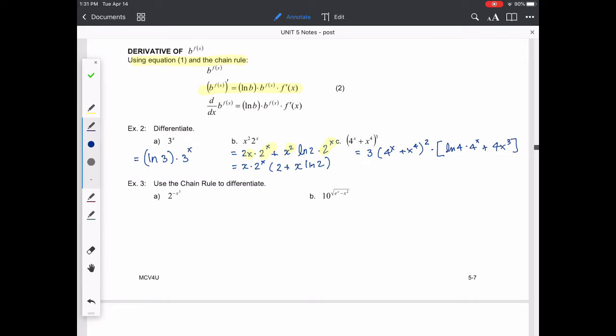I'm going to see if I can simplify something. It's kind of hard. We may have to expand it, collect like terms, see if we can factor it a little bit more, make it look a little more pretty. I'm not going to worry about it.